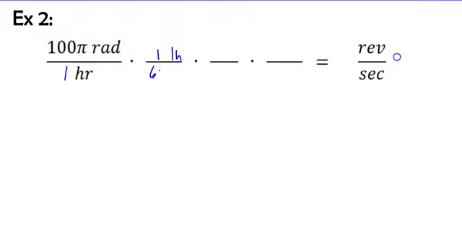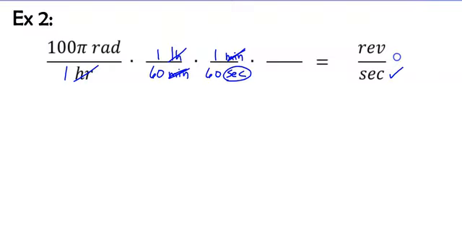So 1 hour is 60 minutes. Now we can get rid of our hours. And then we want to get rid of minutes. So we want minutes on top now and seconds on the bottom. That will allow us to get rid of our minutes and end up in seconds, which is what we ultimately want. So there are 60 seconds in 1 minute. Okay, and now here's our seconds, which is what we want. So we're good with time.